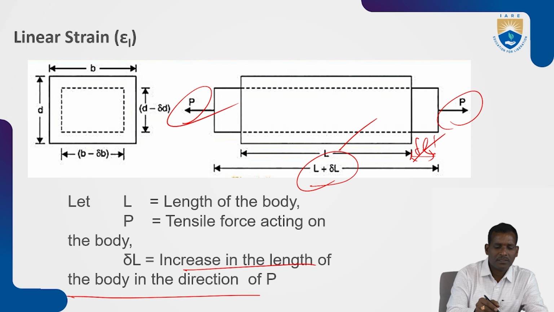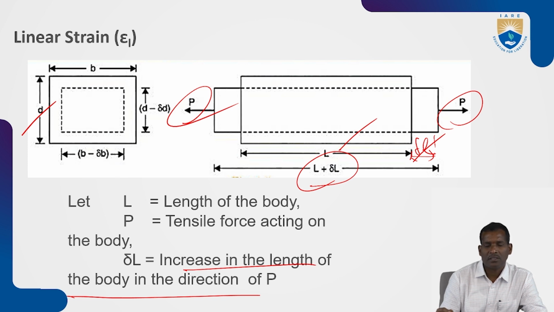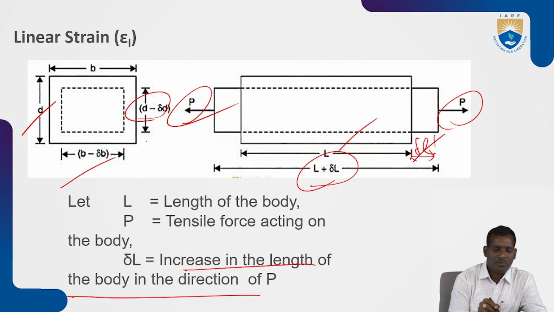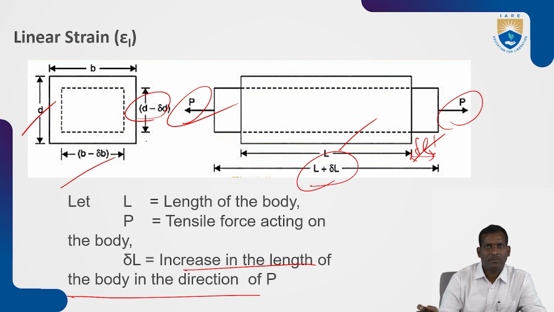So diameter wise, see, the original diameter is D. After deformation, what will happen? Length is increased and the diameter is decreased. So how much decrease here? D minus delta D. And width also, B minus delta B.